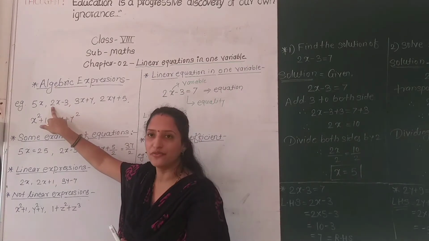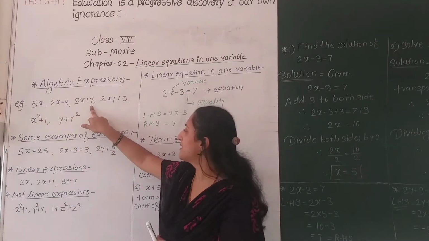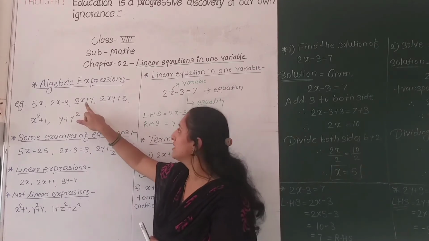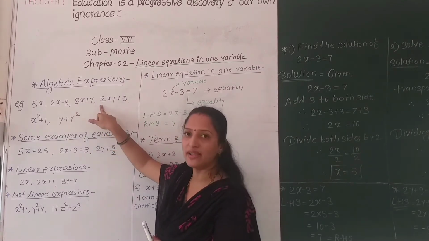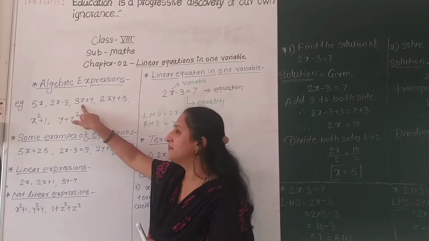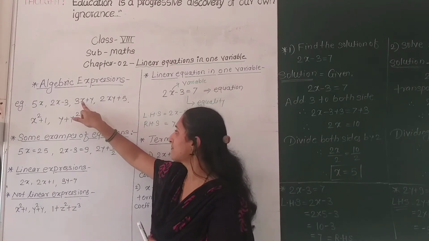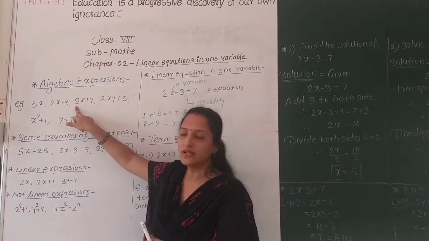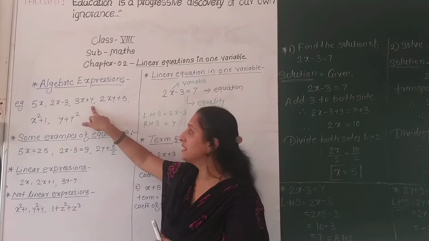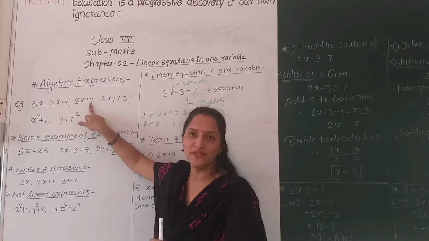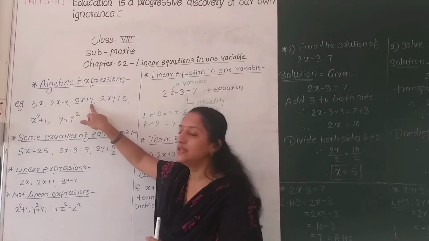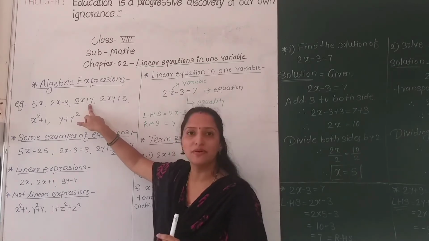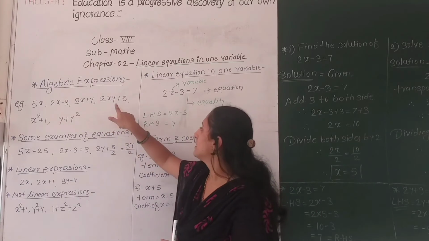2 is the coefficient. In the expression 3x plus y, there are two terms, 3x and y. In the term 3x, x is the variable and 3 is the coefficient. Now for the variable y, 1 is the coefficient. If there is only a variable, then the coefficient of that variable is 1.